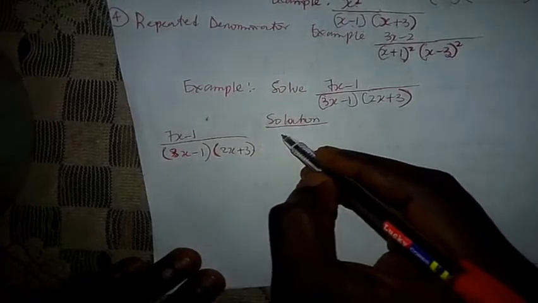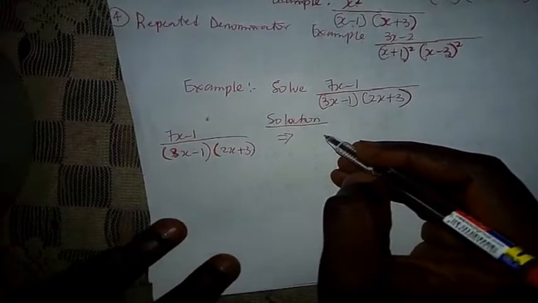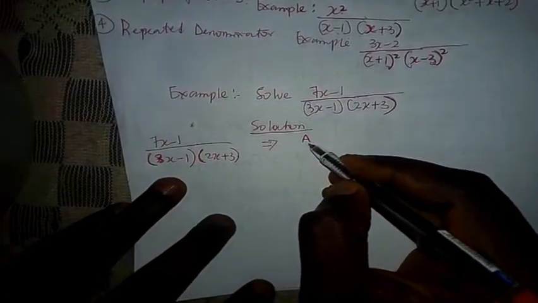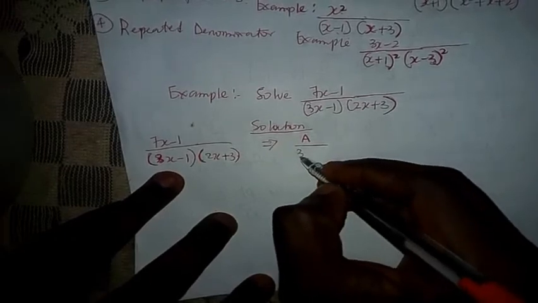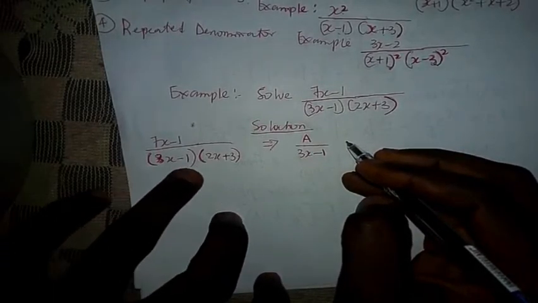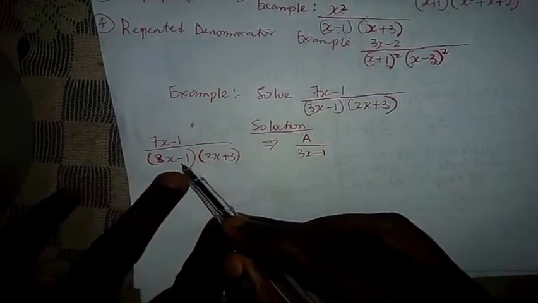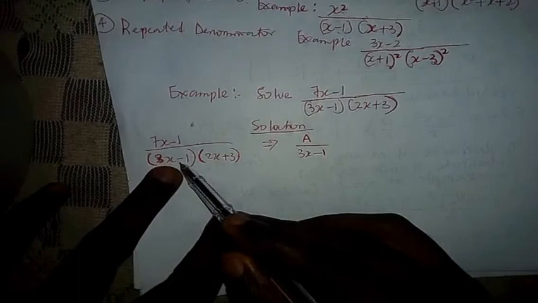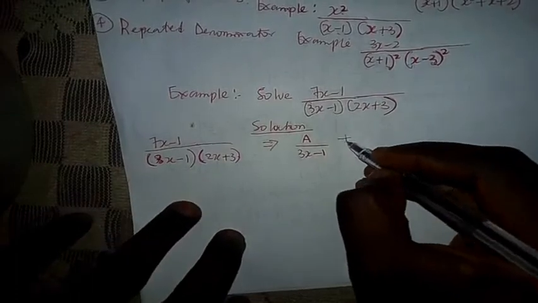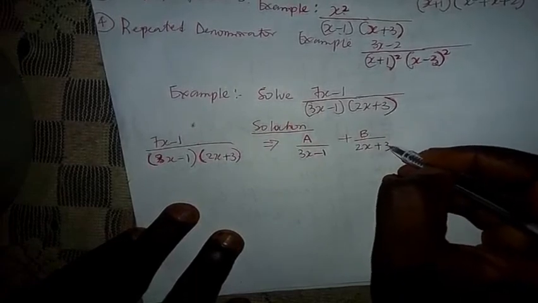We say that this is equal to, we split this denominator, that is A over 3x minus 1. You are splitting this, it must be considered by the denominator. Assuming the denominator has 2 factors, it will be A and B. If they are 3 factors, it will be A, B, C. If they are 4 factors, it will be A, B, C, D. If they are 5 factors, it will be A, B, C, D, E. So plus B over 2x plus 3. That's how we split it.